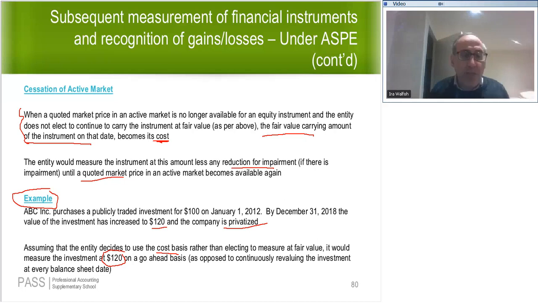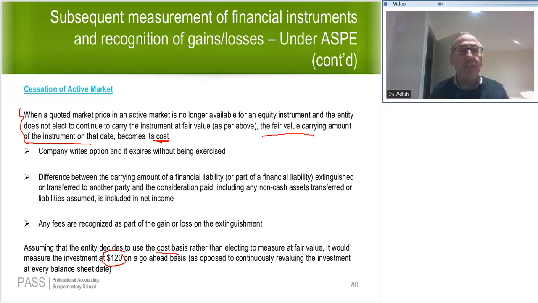Derecognition of a financial liability, very straightforward. I'm going to ask you to look at that on your own. It's very, very straightforward. Please also look very carefully at the rules for reclassification. There are some very strict rules about when you're allowed to reclassify from one category to another and when you are not allowed. Again, I believe that these rules are very clear and self-explanatory, but make sure to go over them because there are very strict rules about when you can or cannot reclassify.